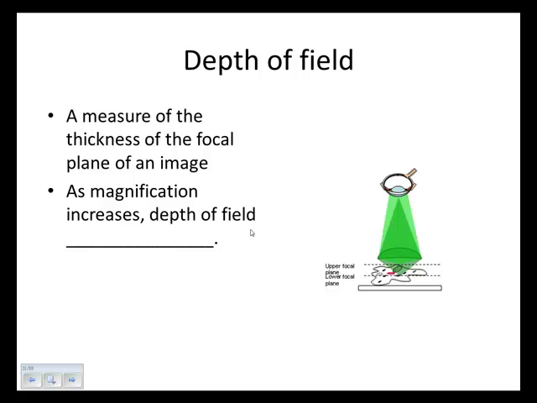Here's something else. The depth of field. Depth of field is a measure of the thickness of the focal plane of an image. Okay? What happens as magnification increases? What happens to the depth of field? Do you guys understand what I'm talking about here? The focal plane. The plane of what is in focus. As you raise and lower the stage, you raise and lower the focal plane of the image.